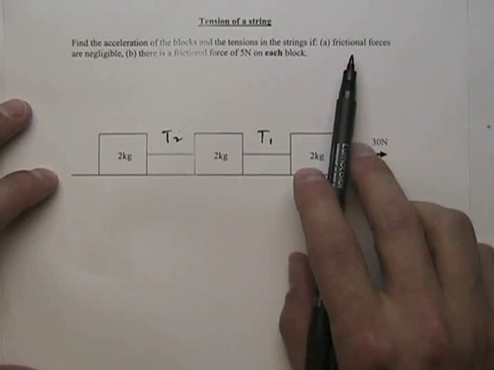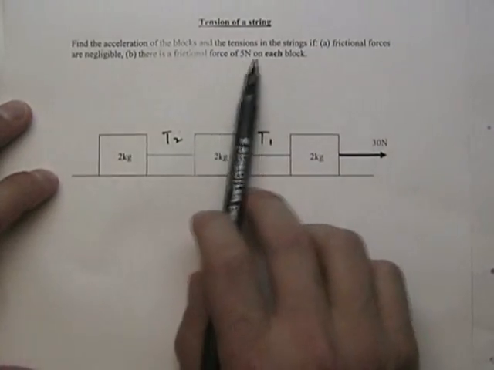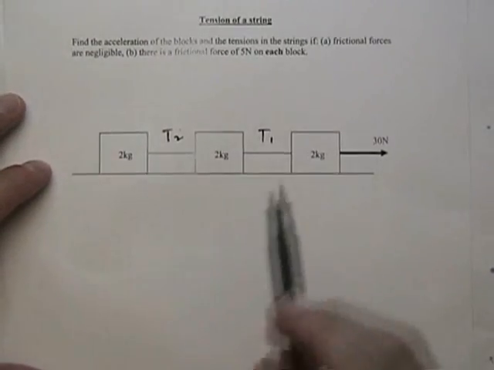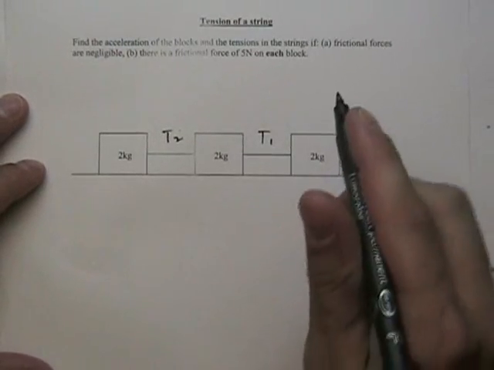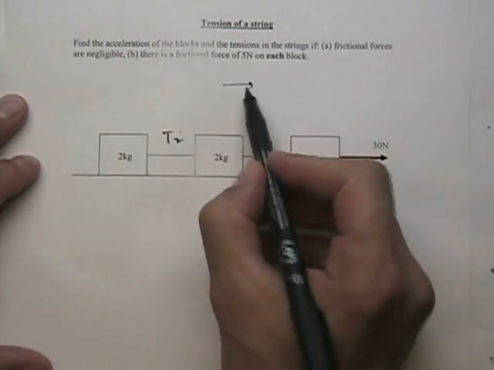The question says, find the acceleration of the blocks and the tensions of the strings if, for the first one, the frictional forces are negligible, and then if we have a force of 5 newtons on each block. Well, let's do the first part here. If the frictional forces are negligible, we can find the acceleration. We know it's going to go to the right.